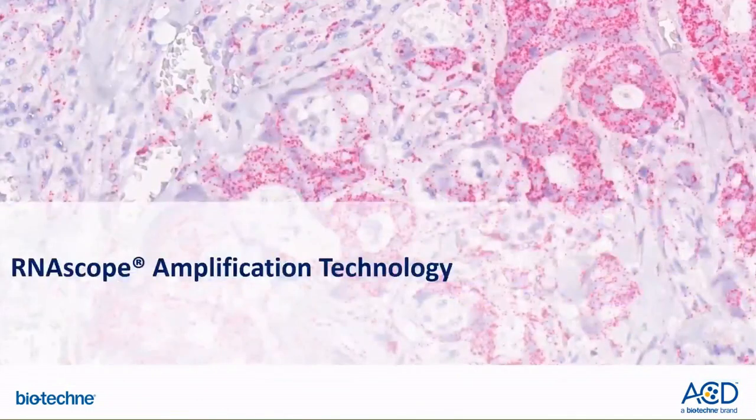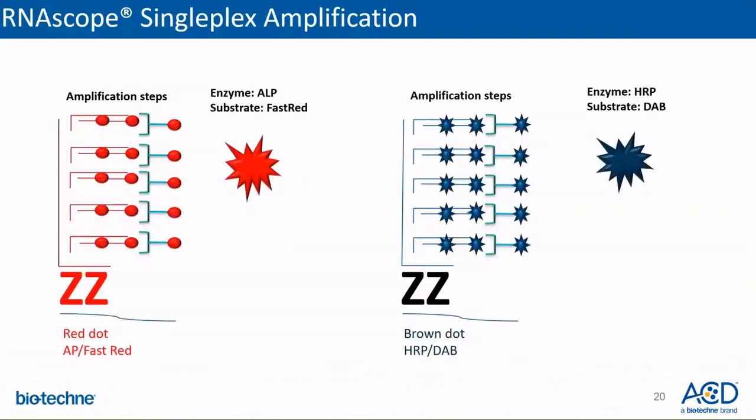In the next few slides, we will talk about the RNAscope amplification and detection systems for the manual assays. The diagrams here depict the single-plex amplification system. Pictured here is the amplification tree, which is then tethered by an enzyme. On the left is the red assay that utilizes alkaline phosphatase and is visualized by a Fast Red chromogen, while on the right is the brown assay that utilizes HRP and is visualized by DAB chromogen.